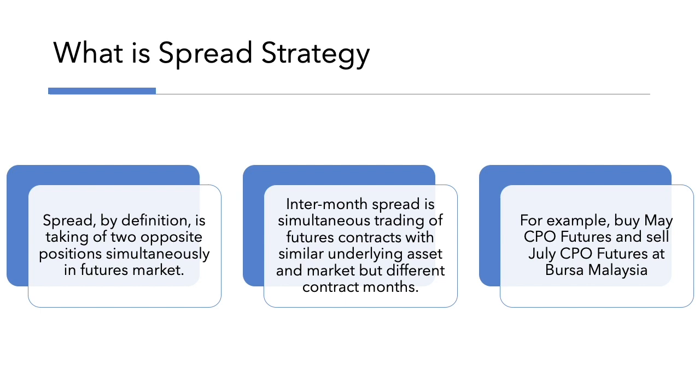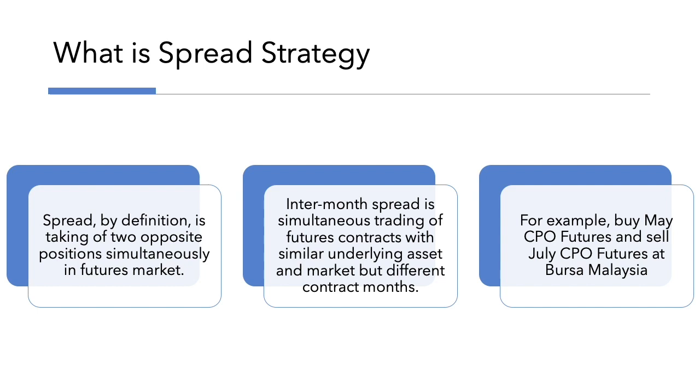In this video, I would like to discuss inter-month spread. So what is inter-month spread? Inter-month spread is a simultaneous trading of futures contracts with a similar underlying asset and similar market but different contract month. For example, you buy May CPO futures and sell July CPO futures at Bursa Malaysia. So this is an example of inter-month spread.